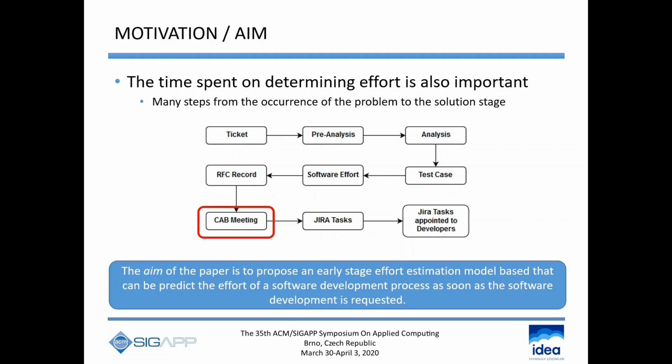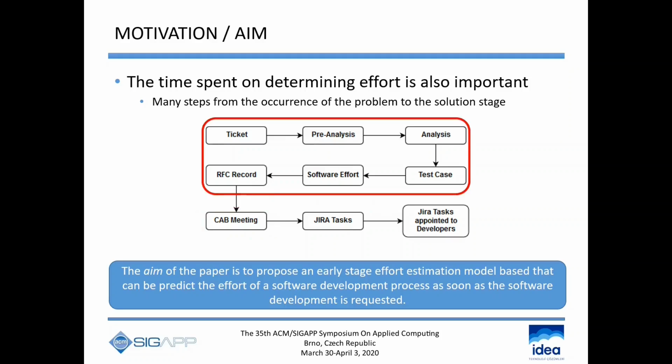At the CAP meeting, team leaders and project managers come together to decide whether this work will be done or not. If this request is accepted, the task is assigned to a developer. If rejected, this development is suspended to be done later. As can be seen, until the CAP meeting, there are a lot of processes to predict the effort of a software requirement. And at the end of the day, if it's decided not to make this development, it's obvious the time spent will create an additional cost for the companies.